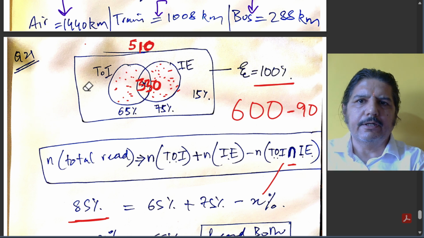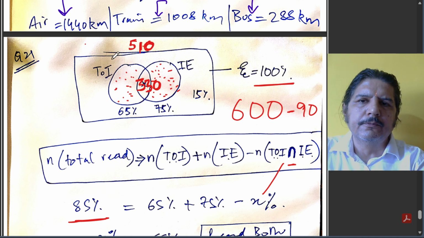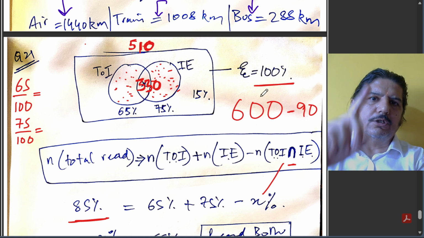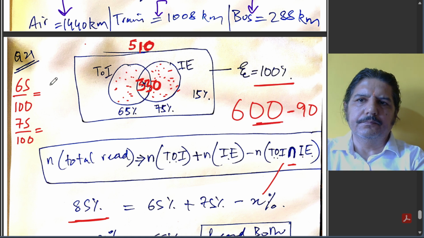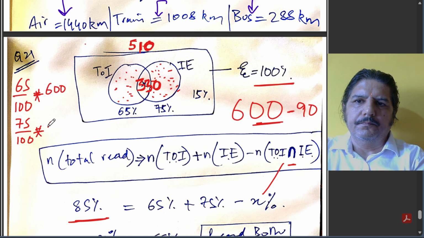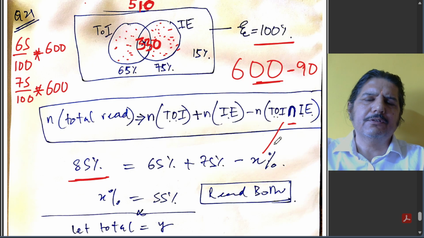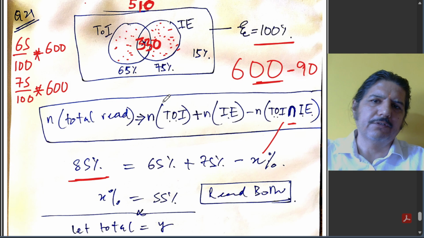Another interesting thing that you can try to do is, these Times of India readers, they are 65%. The Indian Express people, they are 75%. 65% of total, that is 600. So you can calculate these also. So finally, the answer that we are looking for, this part is just to explain what is happening.